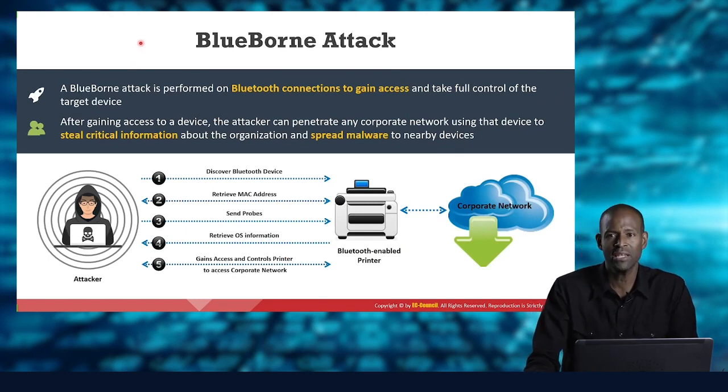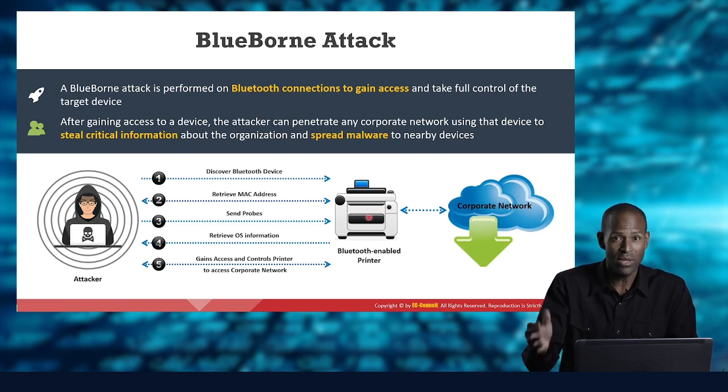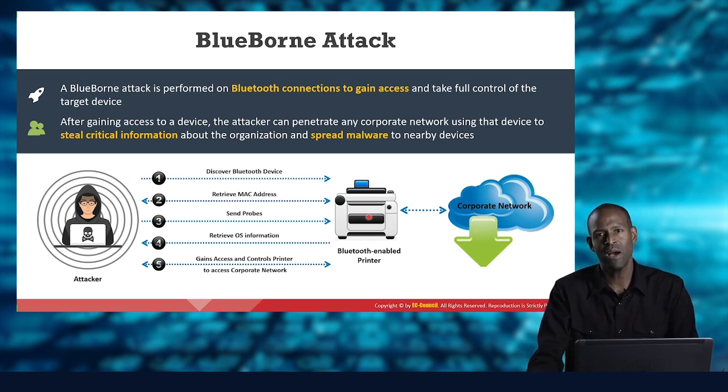Bluebourne attack. A Bluebourne attack is against Bluetooth. If you look at this, we have these all over the place in our home offices and in our offices. And these are Bluetooth-enabled devices, like Bluetooth-enabled printers. And so what happens is the attacker is going to do a discovery. Remember some of the discovery tools we talked about in a previous module where you could do Bluetooth discovery. We're going to get the MAC address of that device, probe it, and get the OS information. And based upon that information, we can get network information. We can get critical information on the device. We can use the device to spread malware.